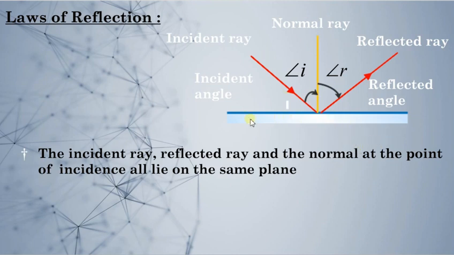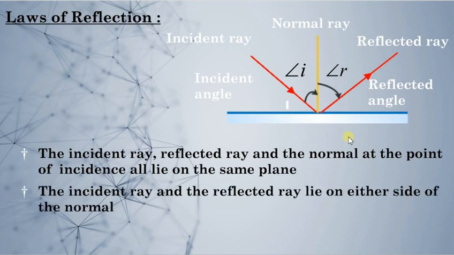Now you're able to see, look at the pointer, this is one surface and the top one is one more surface. The incident ray, the normal and the reflected ray are on the same plane. They are not on the other side, they are not towards us, they are on the opposite side of us. So all of them are lying on the same plane. That's the first law. Coming to the second law, this is not there.